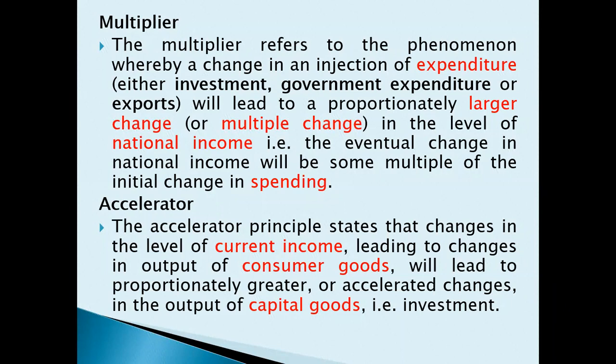और तीसरा variable, और लोगों का demand बढ़ने से क्या होता है, which will lead to proportionately greater or accelerated changes in the output of capital. तो लोगों का डिमांड बढ़ने से क्या होता है, कंपनी का इन्वेस्टमेंट बढ़ाना पड़ेगा टू सैटिस्फाई द डिमांड. सो current income of the individual will multiply the consumer goods. और consumer goods increase होने से क्या होता है, capital goods increase.